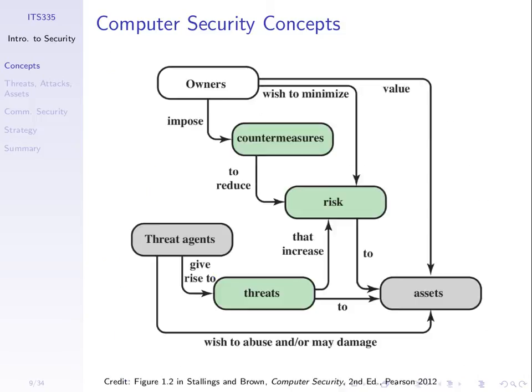This picture tries to combine those concepts together. We will not go through it, but if you follow it, you see, for example, the owners are the people who own the computer system. The threat agents are the people who are potentially issuing the threats or leading to threats happening. So the owners wish to minimize risk and they use countermeasures to try to reduce the risk. The owners value assets and so on. So you can see the relationship between those if they're not clear to you already.